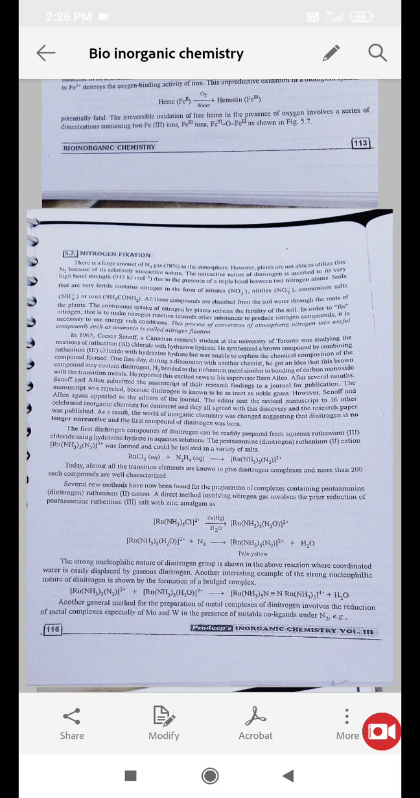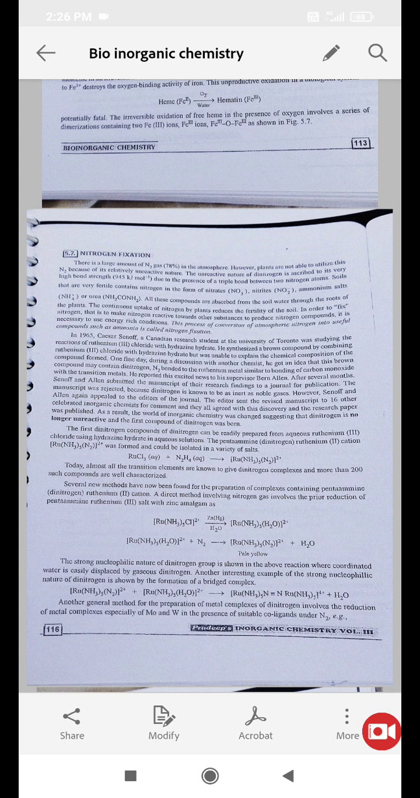Soil water is taken up through the roots of the plant. The continuous uptake of nitrogen by plants reduces the fertility of soil. In order to fix nitrogen, that is, to make nitrogen reactive towards other substances to produce nitrogen compounds, it is necessary to use energy-rich conditions. This process of conversion of atmospheric nitrogen into useful compounds such as ammonia is called nitrogen fixation.